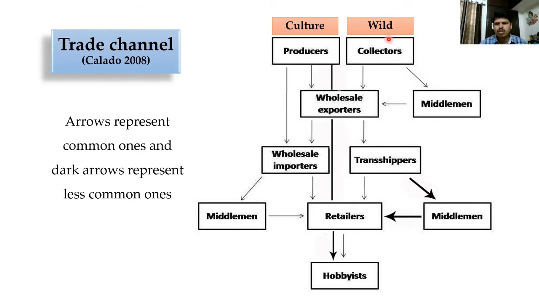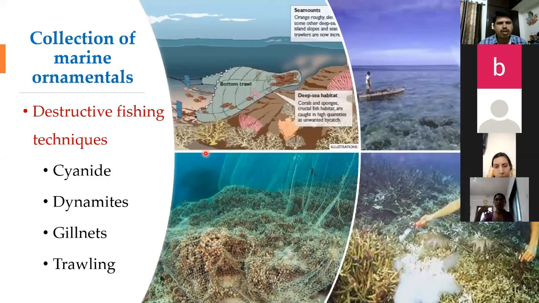And then it will move on to the wholesale exporters or the wholesalers, or there will be some mediators which will be involved in the trans-shipping, and it could easily reach the retailers. And then coming to the collection of ornamentals, I said that they are still maintaining destructive fishing practices, right?